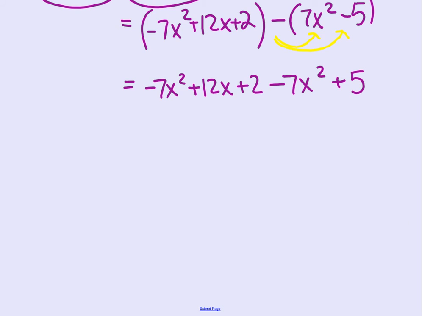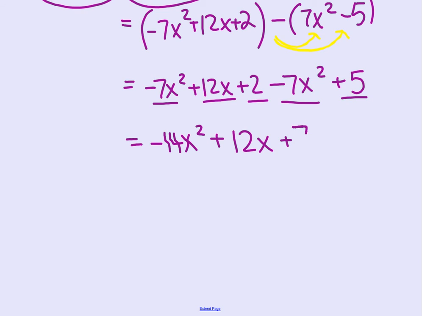All right, let's look and see what we have for like terms. We have a like term with negative 7x squared, and negative 7x squared becomes negative 14x squared. Now we have a positive 12x, and then a 2 and a 5 combined together as like terms to give us a 7. So that's how you can add and subtract functions.